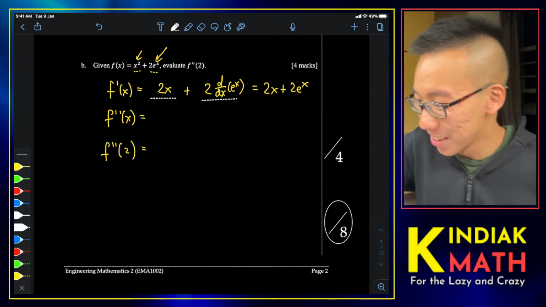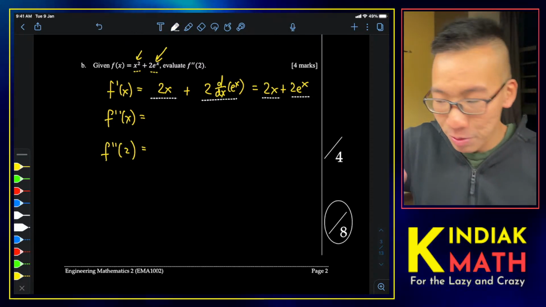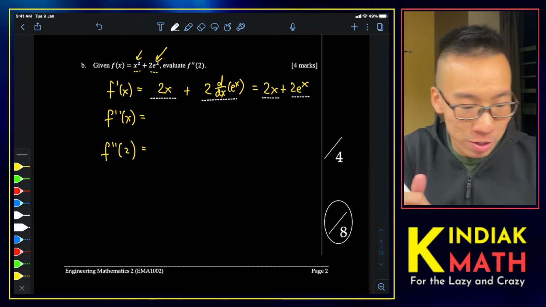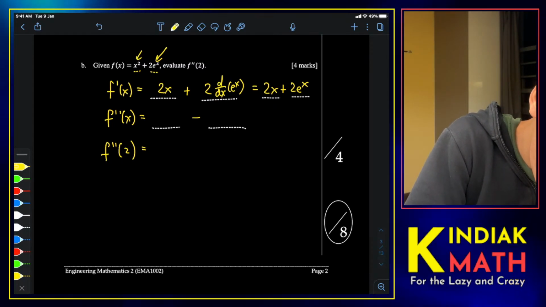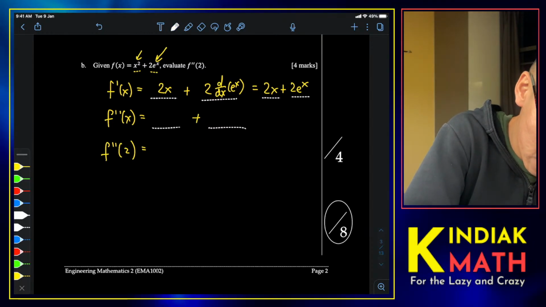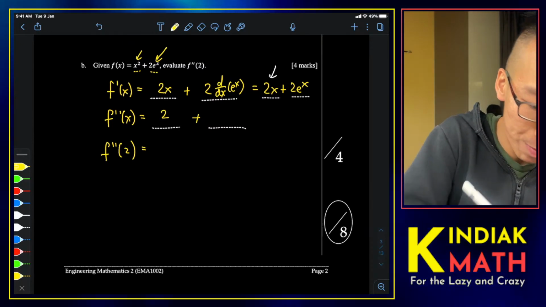Nice seeing everyone here. Right, if we differentiate 2x, that would just be 2. If we differentiate the 2x, we're just going to get a 2.